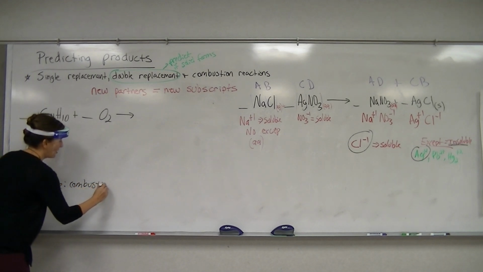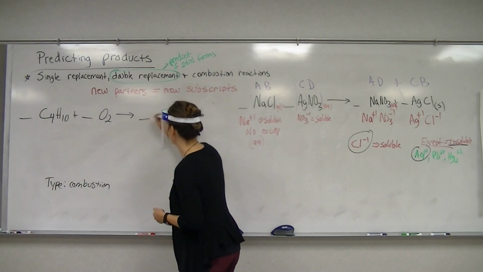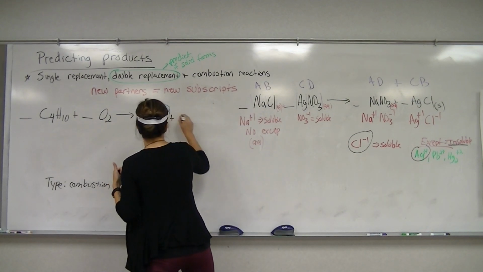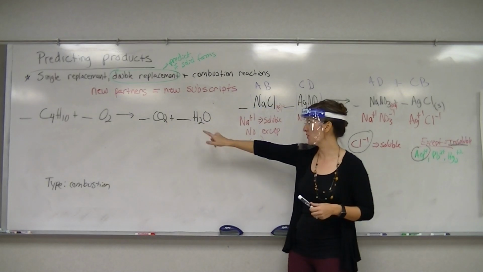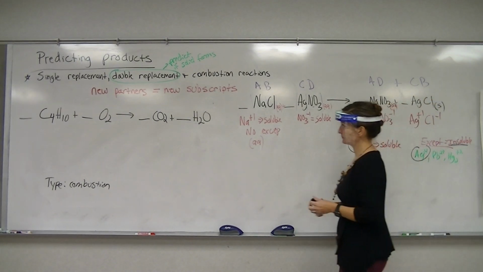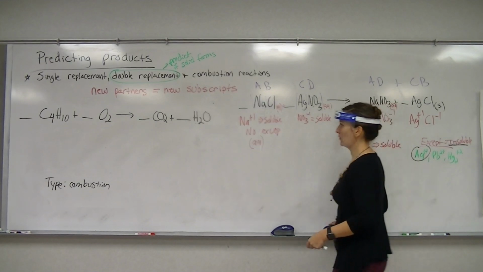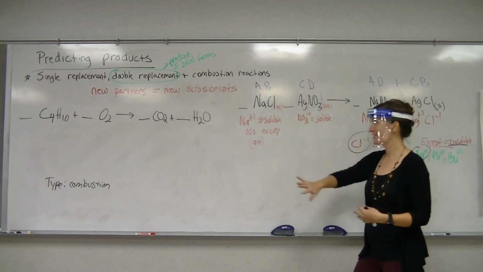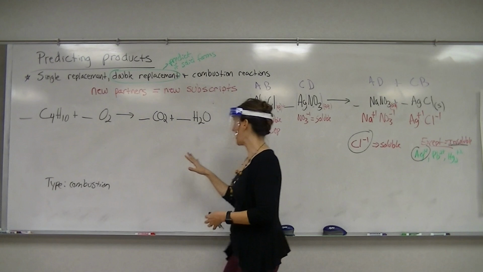And so what you need to know about combustion is, what are the products always, every time in a combustion reaction? CO2 and water. Every time. So if you know it's a combustion, those are your products. Predicting the products on this one is a little more straightforward. It's almost more memorization than anything, because you don't have to switch partners, because there are no ionic compounds here. These are all covalent. They're all nonmetals. So we don't have ions.